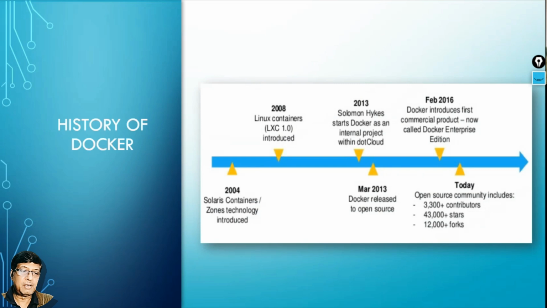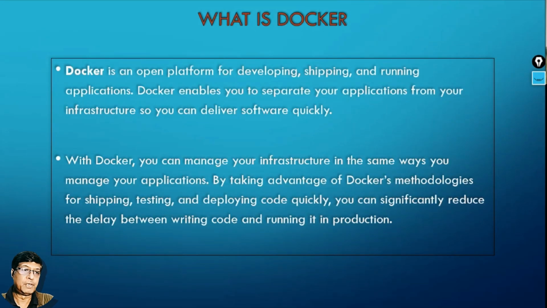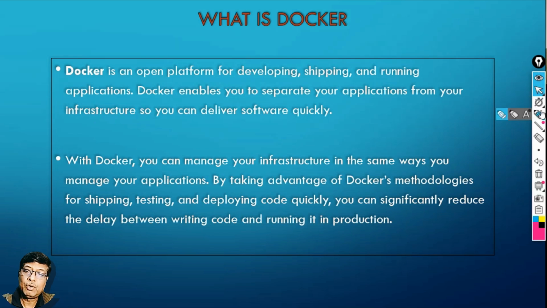There is a history of the container, Docker. I will not go through it because that is not very important. We know Docker has a lot of history and why it is so popular. Docker is an open platform for developing, shipping, and running applications. Docker enables you to separate your applications from your infrastructure, so you are not dependent on the infrastructure or the platform. Platform independence is what you want, so you can deliver your software quickly.